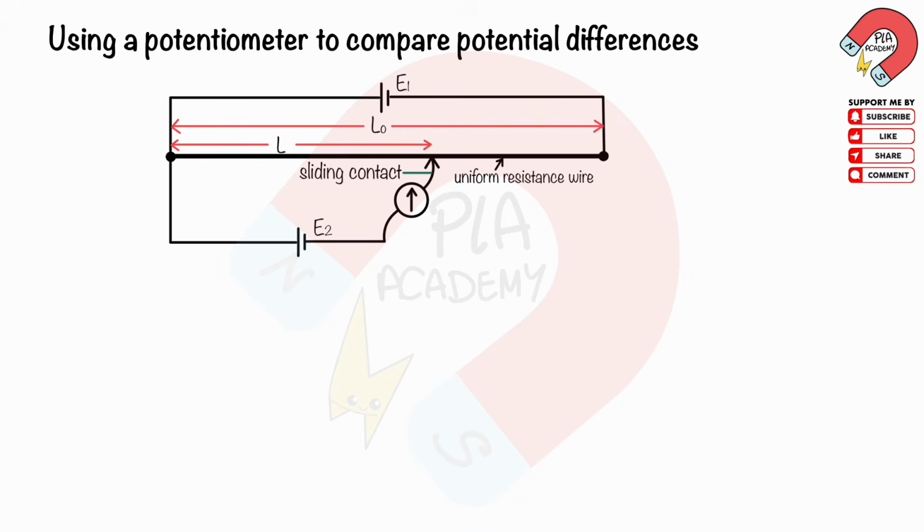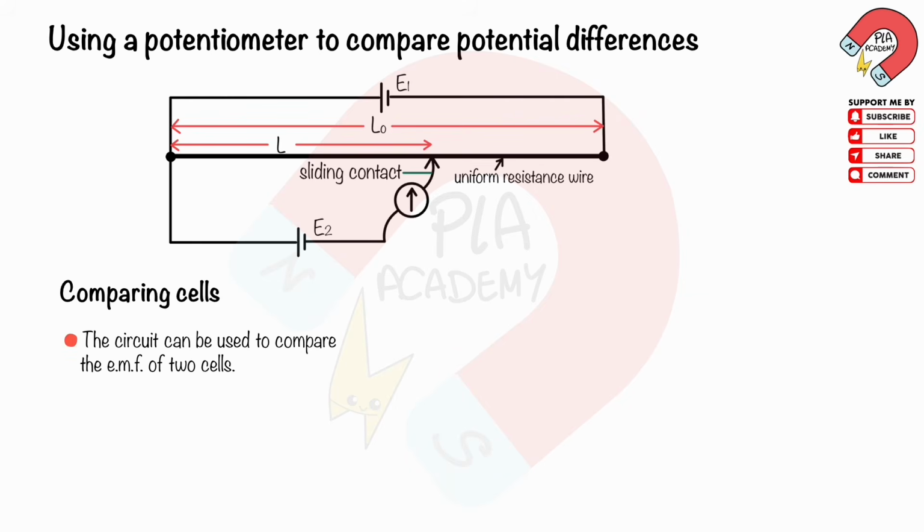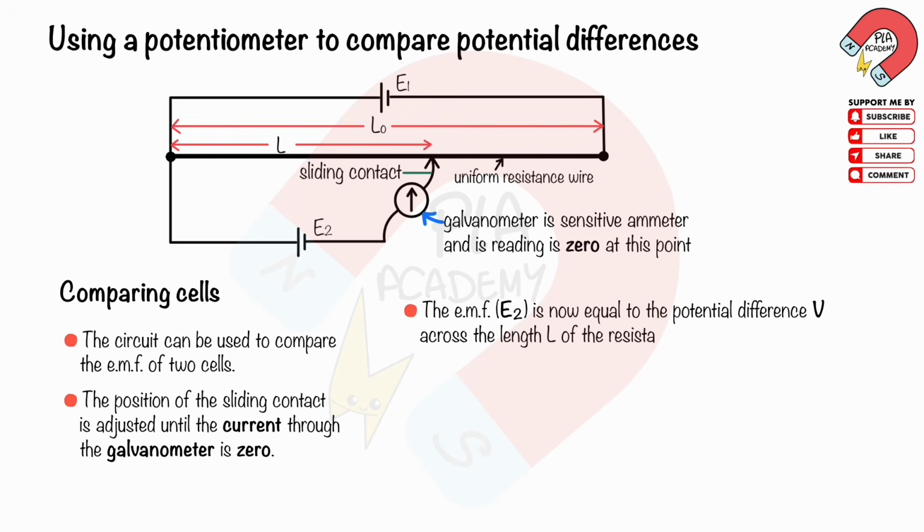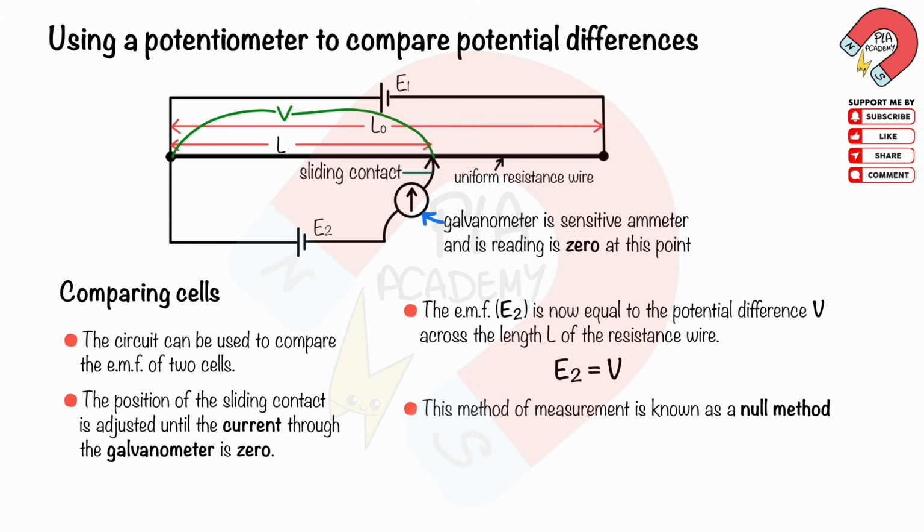Using a potentiometer to compare potential differences. The potentiometer is shown. This circuit can be used to compare the EMF of two cells. The position of the sliding contact is adjusted until the current through the galvanometer is 0. The EMF, E2, is now equal to the potential difference V across the length L of the resistance wire. This method of measurement is known as a null method.